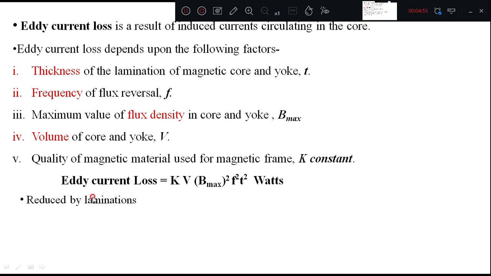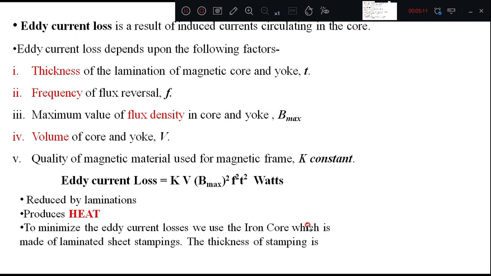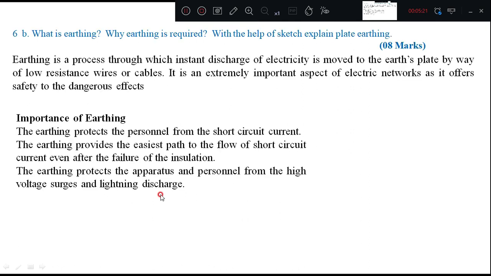This eddy current loss can be minimized by making the magnetic core laminated, and it produces heat. To minimize the eddy current losses, we use the iron core, which is made of laminated steel stampings. The thickness of the stampings is around 0.5 mm. That is the only precaution you have to take to reduce the eddy current loss.